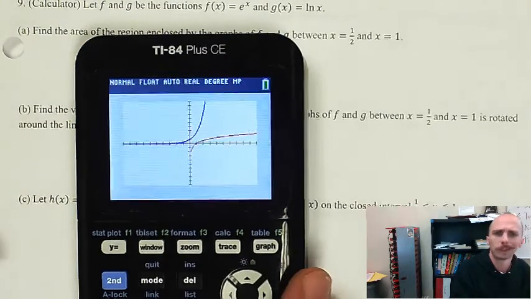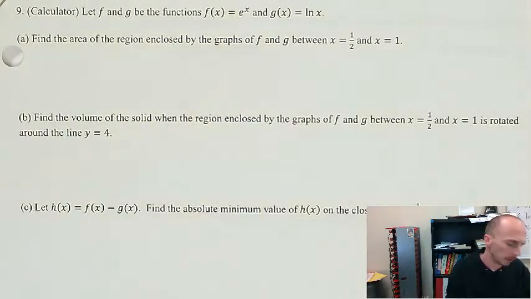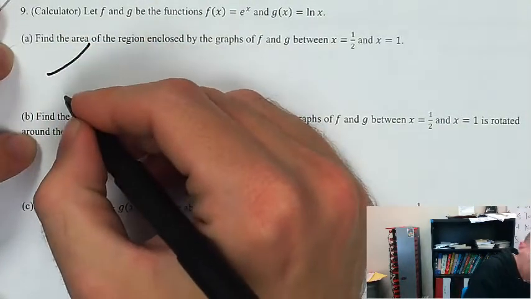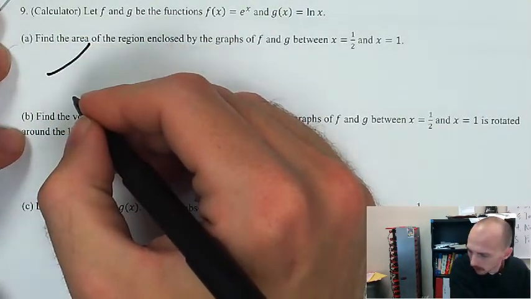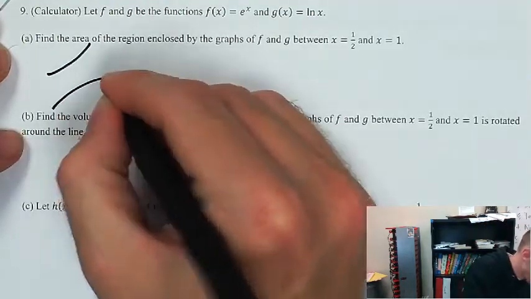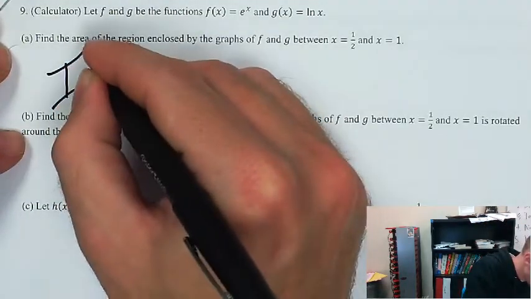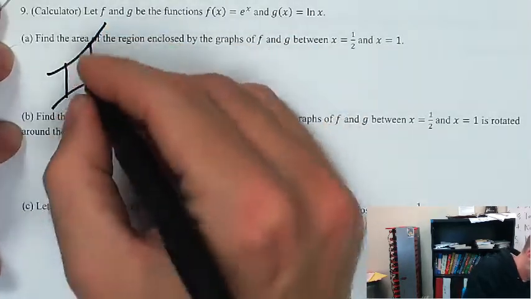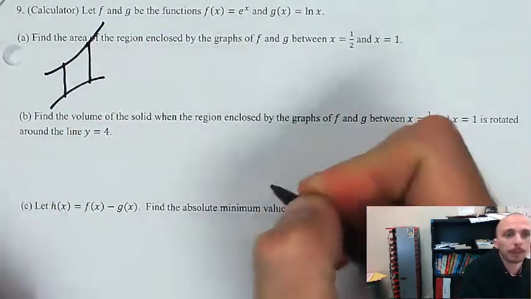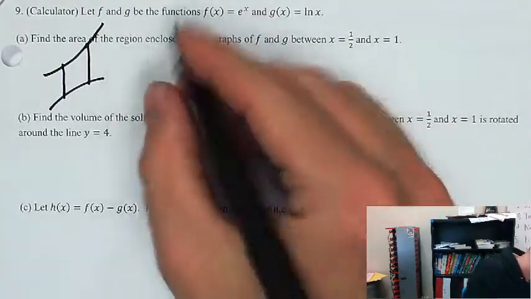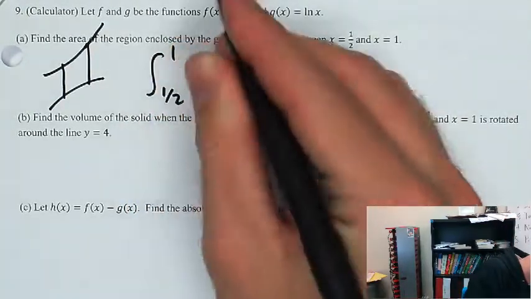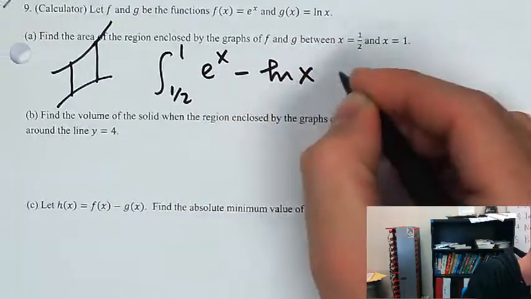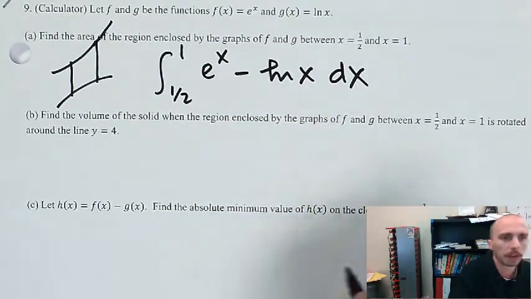Okay, that's a little weird because it's not really enclosing anything, but what I'm assuming is, here we've got e to the x, and here we've got log x, and we'll say 1/2 to 1. That's the area that we're trying to find, or at least I'm assuming. So it's the integral from 1/2 up to 1 of top minus bottom, and we could run that on the calculator.